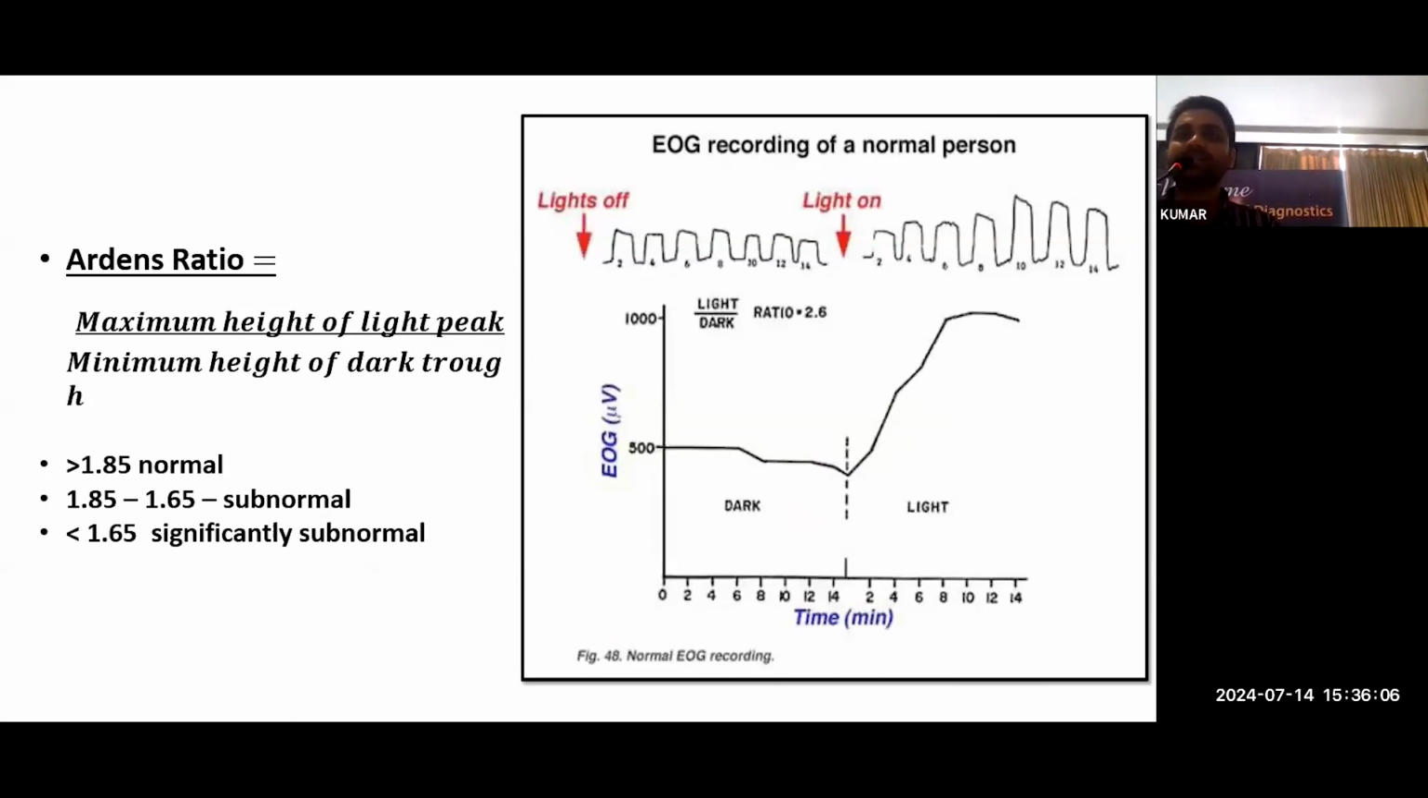The next component is something called the Arden ratio. So what is an Arden ratio? It is nothing but light peak divided by dark trough. A normal Arden ratio is greater than 1.85, subnormal is between 1.65 and 1.85, and anything below 1.65 is significantly subnormal.